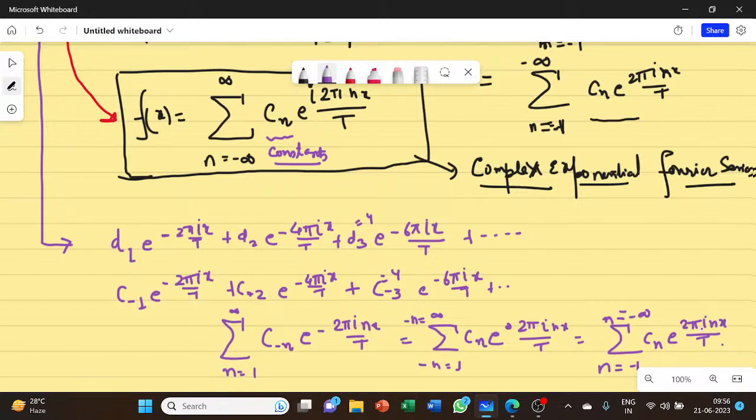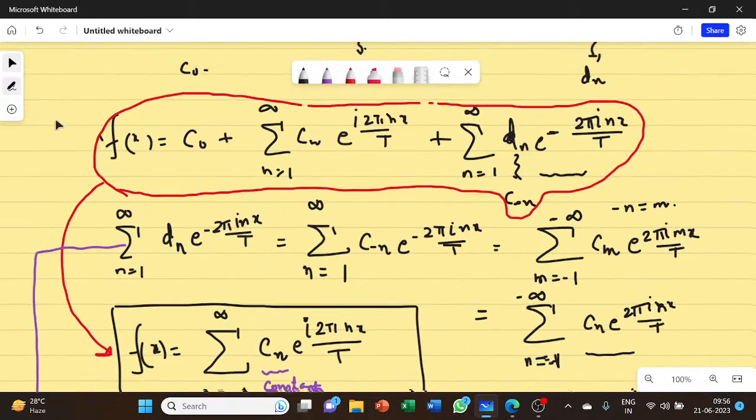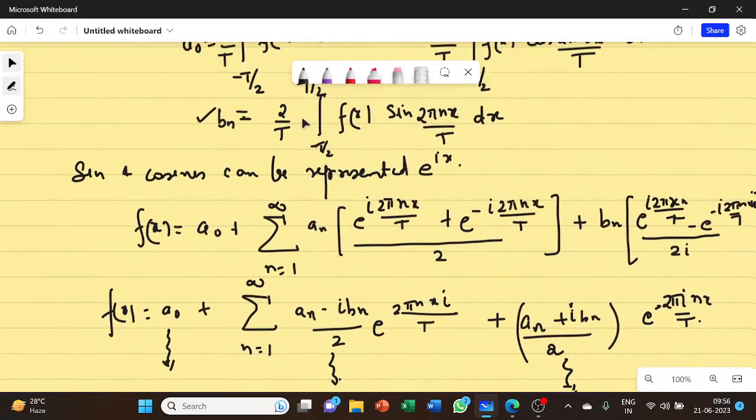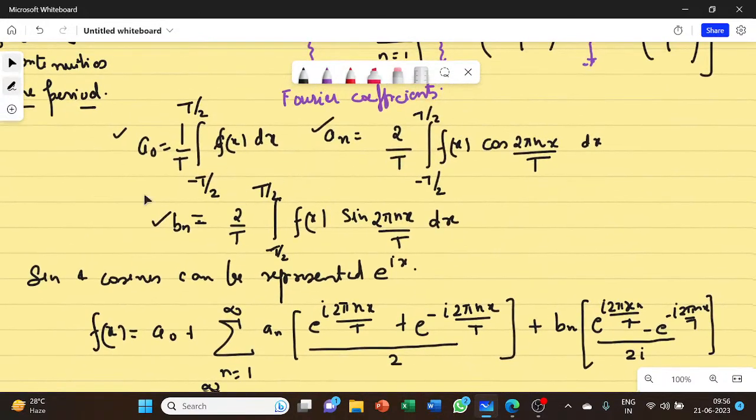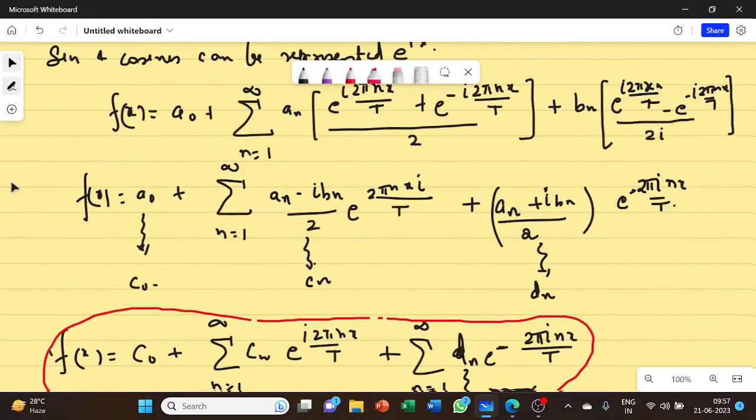And the limits, why I have taken not from 0 to t: in Fourier series, this is how it is taken, from minus t by 2 to plus t by 2, if the function is periodic with period t. Somebody is asking why not limits from 0 to t. So I'm giving you the answer: if you have period t, then the limits are from minus t by 2 to plus t by 2. If you had n, then it would be minus n by 2 to plus n by 2. Is there any doubt overall?